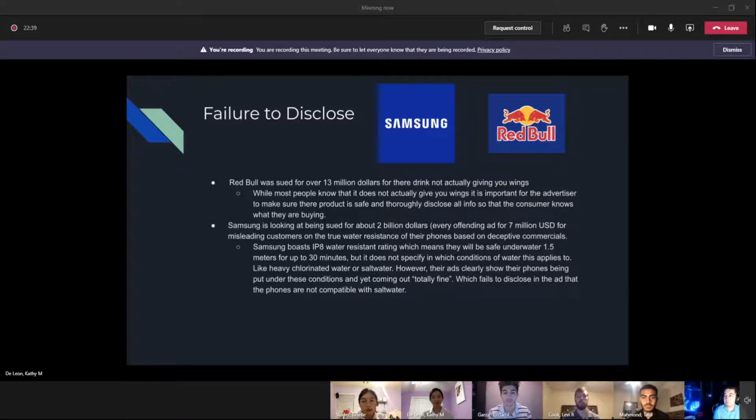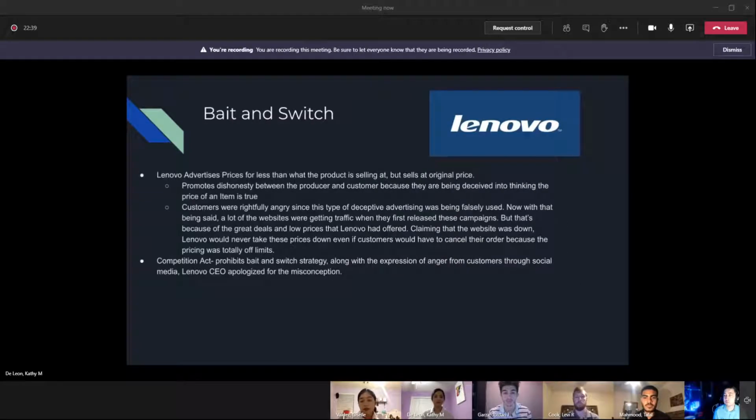So in the commercial, they show chlorine water like a pool or salt water like at a beach. However, that is not true, because the rating applies only to totally normal water. But in the commercials, they show extreme conditions. So they fail to disclose that the phones are actually not compatible with chlorine water or salt water.